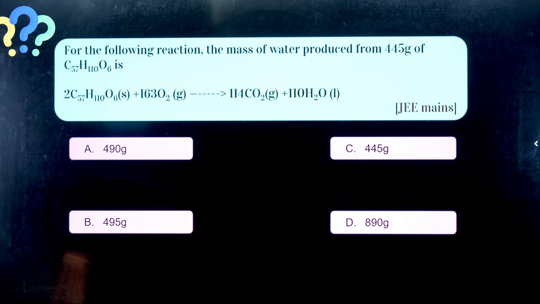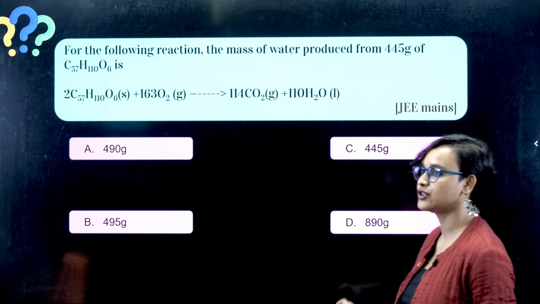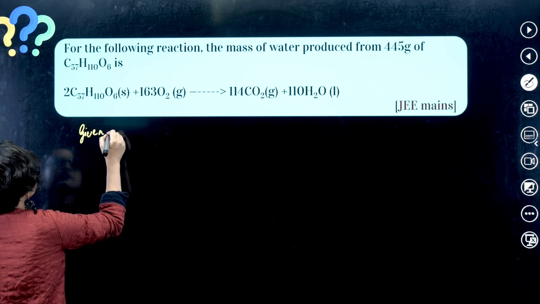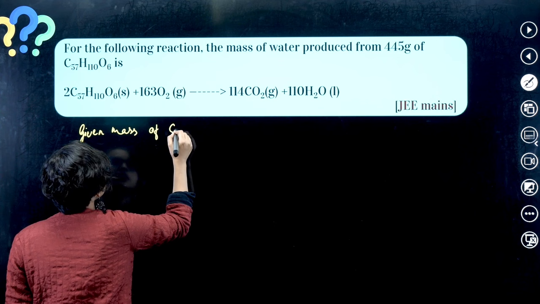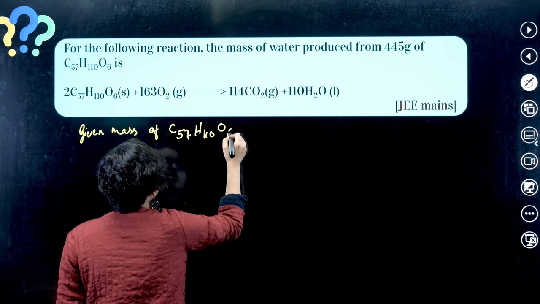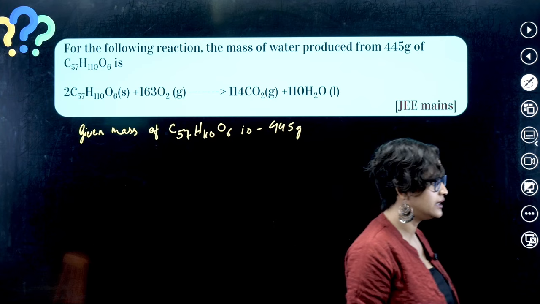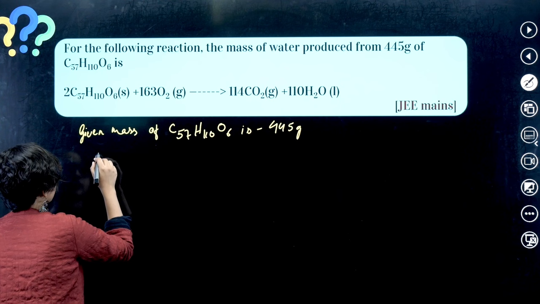Read the question, everyone. I think you can do it. I really think that you can do it, okay? Chalo, if you don't know, no worries. Let's calculate here. So what is the given mass? Let's write the given data here. The given mass of C57H110O6, from which water is produced, is 445 gram. That is what is given to you.